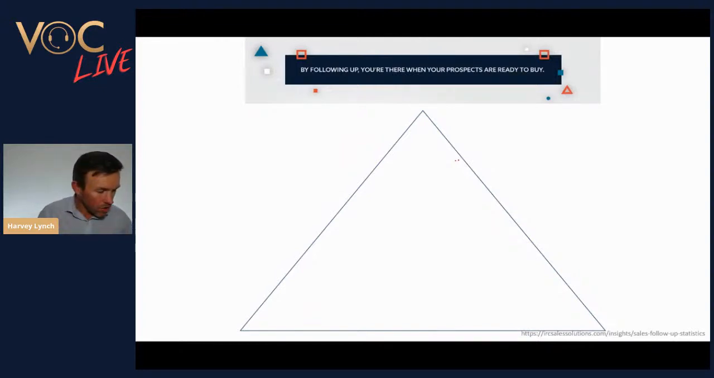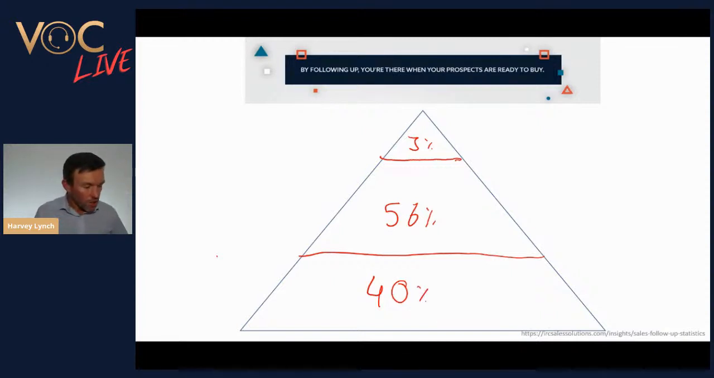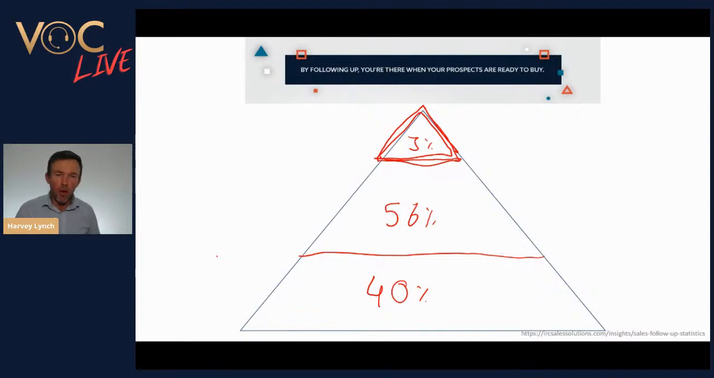So here's a marketplace in this triangle here, and here we have our 3% at the top, okay? And here's our 56% that are not ready today. And here's our other 40% that are going to be ready soon. So here's a small percentage of our market that is actually ready to buy today. Very, very small percentage.